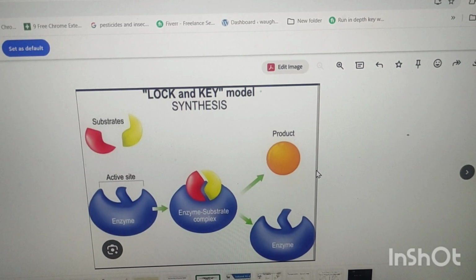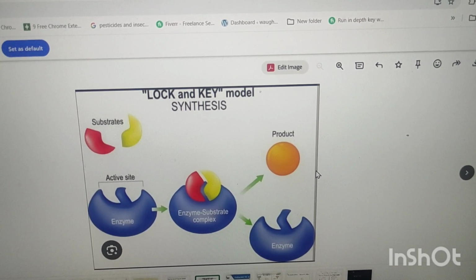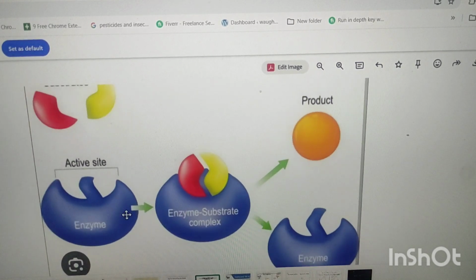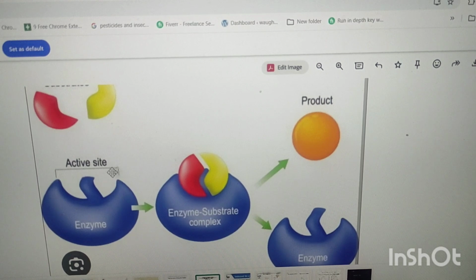To know about the enzymatic action, usually two types of models are very famous. Number one, we have the lock and key model. In the lock and key model, the enzyme's shape is fixed. As you can see in the diagram, the enzyme shape is fixed with its active site and non-active site.